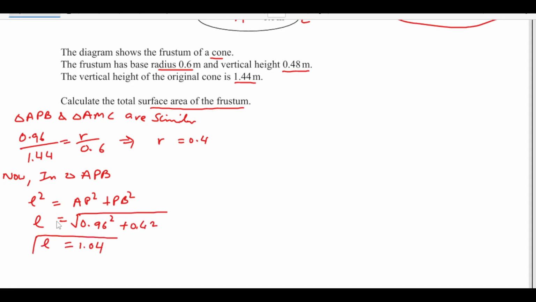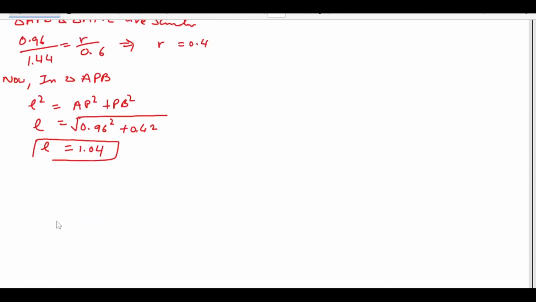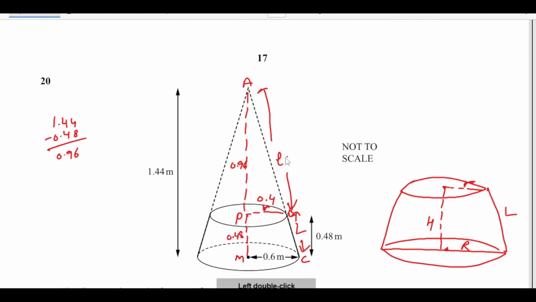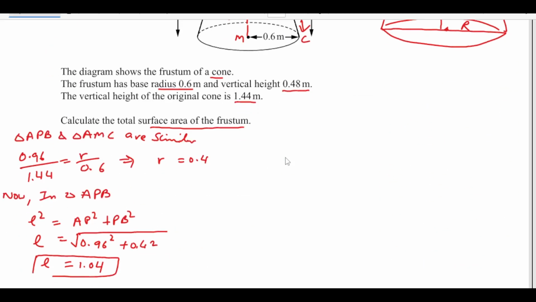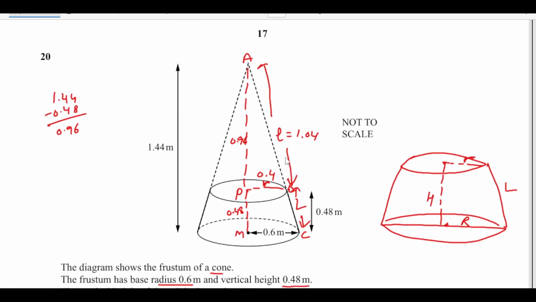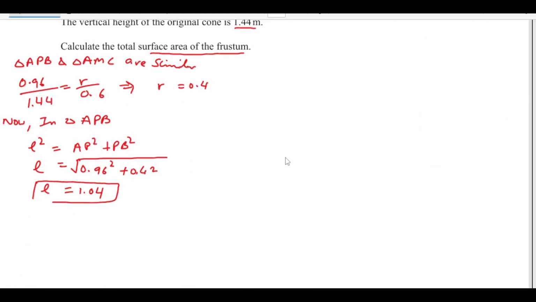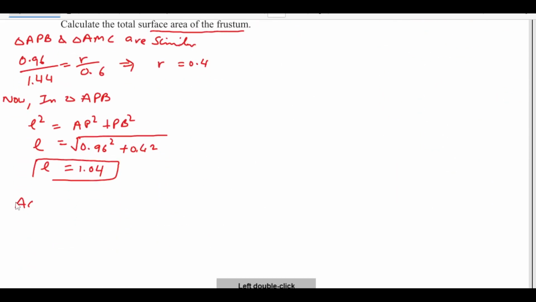We will need that l. So this one is 1.04, right? Now we are looking for AC, the whole thing. AC squared, we use the Pythagoras theorem, 1.44 squared plus 0.6 squared. So AC comes out to be 1.56, right? All these are in meters actually.